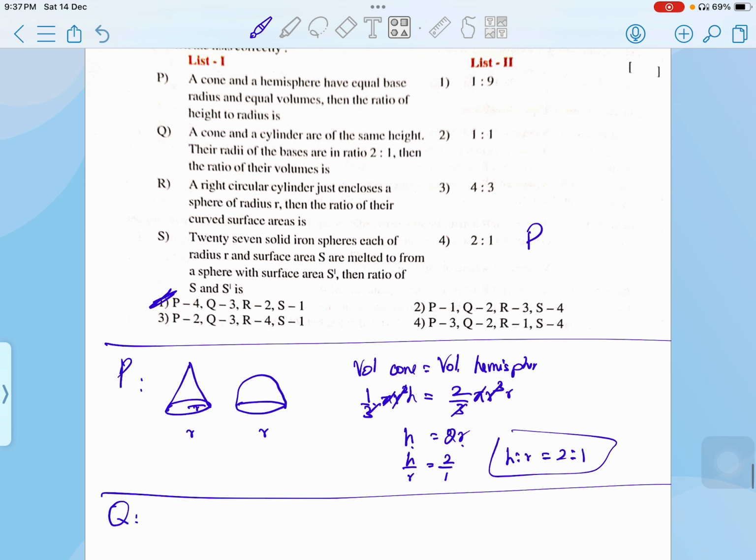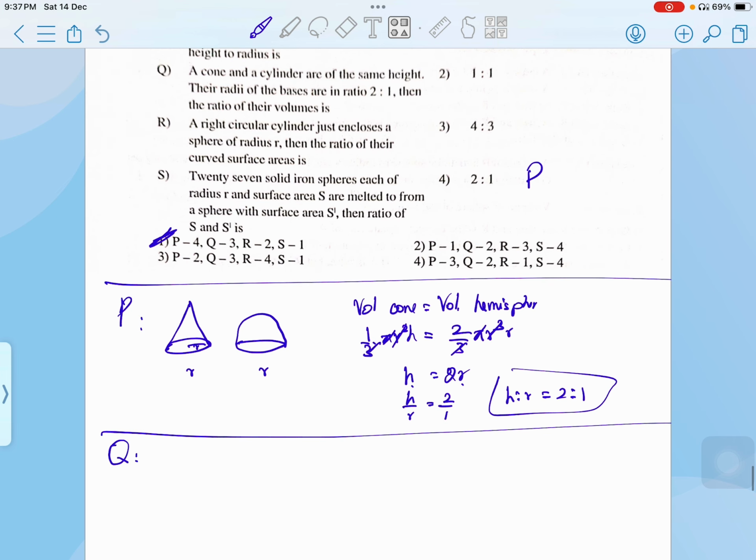Q is a cone and a cylinder are of same height. So there is one cone, its height as well as cylinder height, both of them are same. H and H are common. And their radii are in a ratio 2 is to 1. Means here if it is R1, here it is R2. R1 by R2 is in a ratio 2 is to 1. What is the volume of cone divided by volume of the cylinder? They didn't mention from where to where.